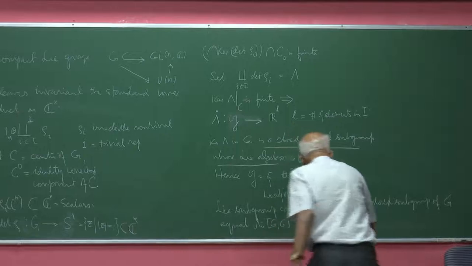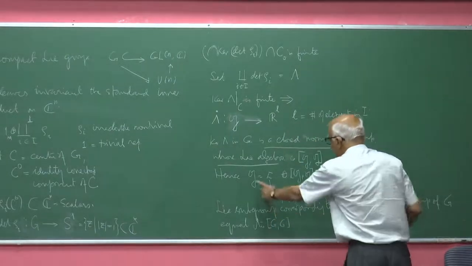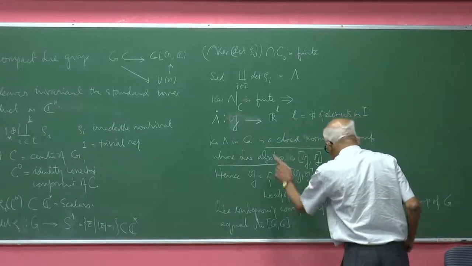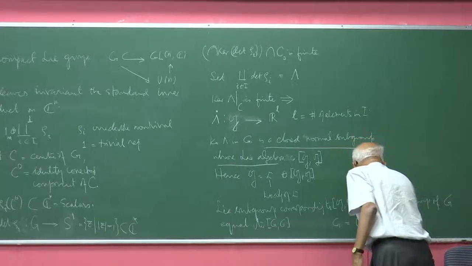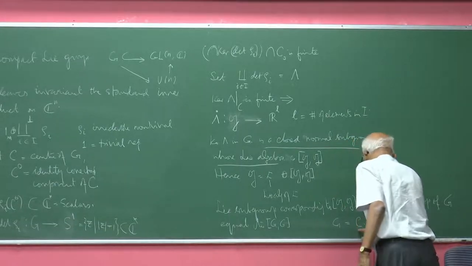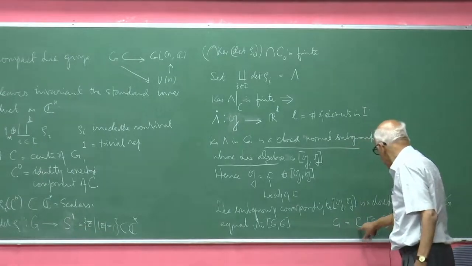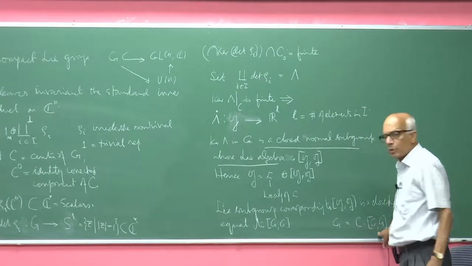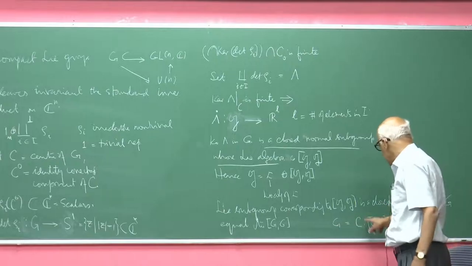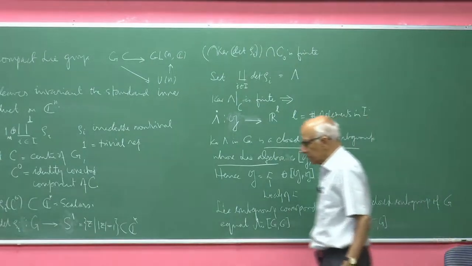So now I claim that it follows from the fact that the real algebra is c plus [g,g], and the fact that the group is connected, that G becomes equal to C times [G,G]. These are both normal subgroups. This is the center, the connected component of the identity in the center, and this is the commutator subgroup. So the group G breaks up in this fashion, C times [G,G].